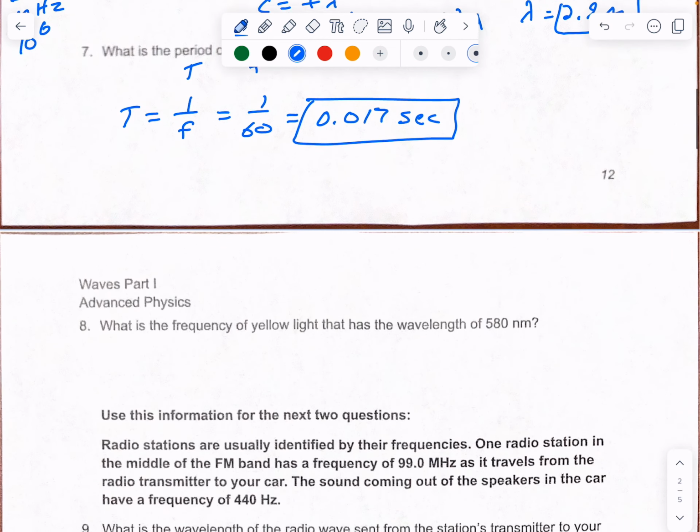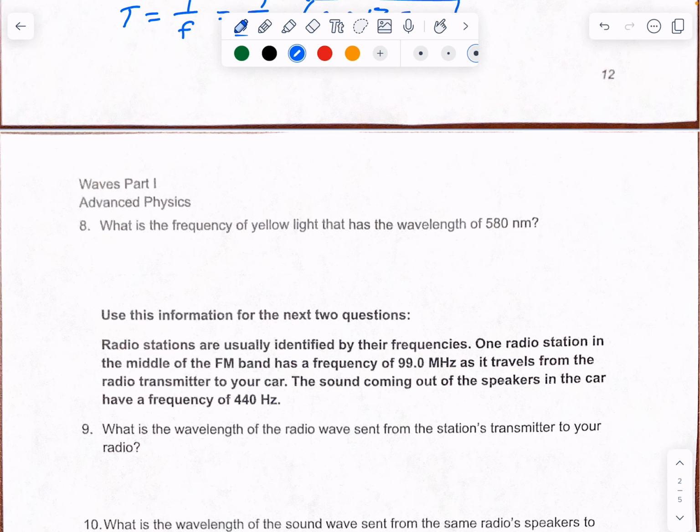Okay, so moving on to the next page. What is the frequency of a yellow light? Frequency we don't know, so I'm going to start writing things over here. Frequency is our question mark. Yellow light should be pretty obvious. It's light, so it's going to move at the speed of light. That means C equals 3.0 times 10 to the 8th.